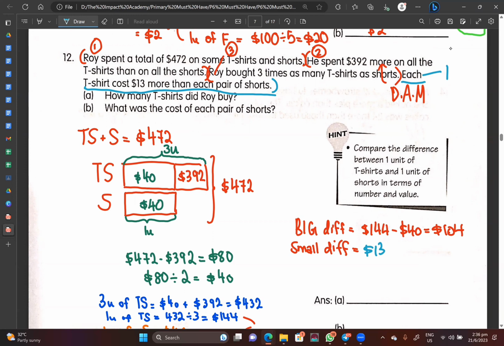Okay, I don't even have to do any calculation. I know difference means minus, right? But over here, you don't even need. Why? Because of the words 13 more. Can you see the word more? It means that is already the difference, isn't it? Right? So now you have big difference, small difference. Okay.